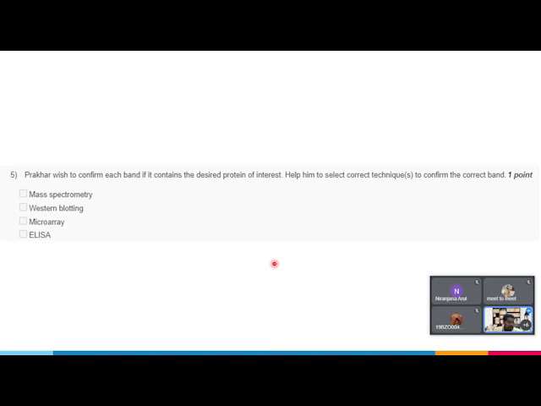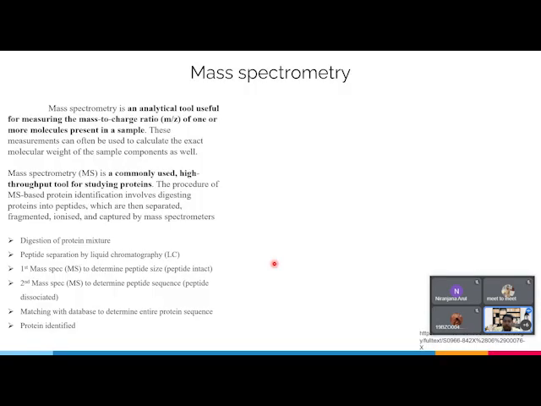Okay. So we will go into the solution slide and try and understand which technique it can be. So the first technique that we are discussing here is mass spectrometry. This is the discussion we had in our very first week session, so we will go through it relatively faster this time. So mass spec is an analytical tool that is used to measure the mass to charge ratio of one or more molecules present in the sample. And mass spectrometry is commonly used as a high throughput tool for studying proteins.